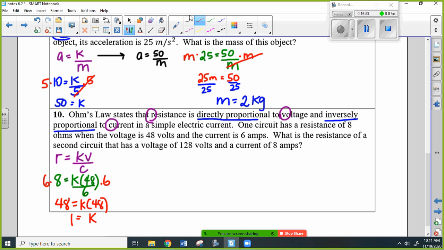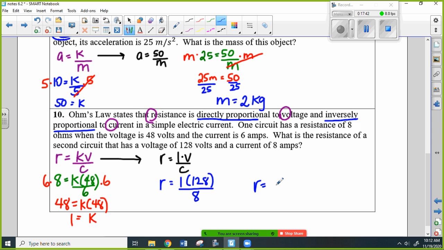Okay, so once you have that, remember, you go back to the original equation and you plug in that 1 in place of K and leave everything else letters. And of course, if it's a 1, you don't even have to write it. And then you answer the question, what is the resistance? So they want you to find R of a second circuit that has a voltage of 128 volts and a current of 8 amps. All right, and so then you just do 1 times 128 divided by 8.